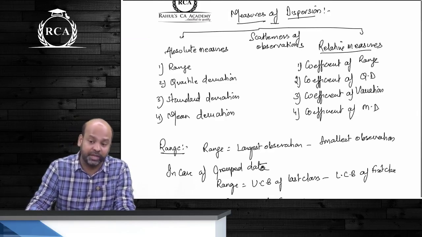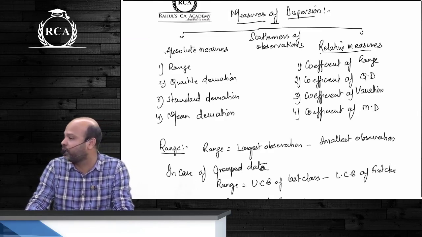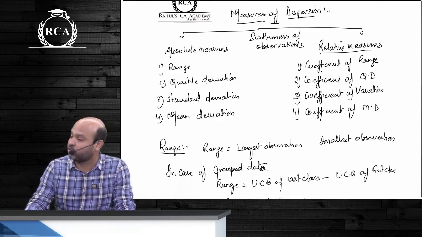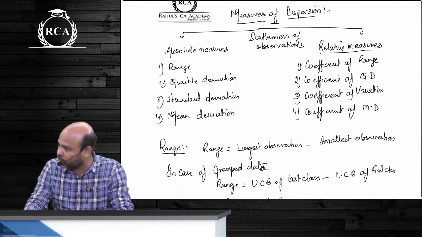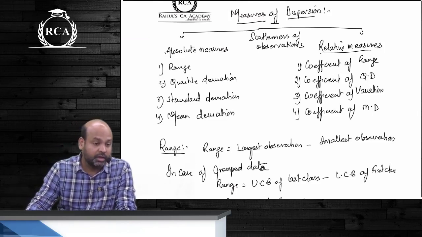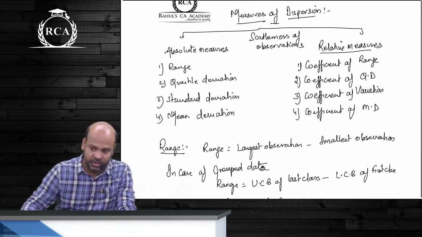But what if the average price of security A is 5 rupees, average price of security B is 10,000 rupees? A 5 rupees fluctuation on 5 rupees would be way too high, guys. A 5 rupees fluctuation on 10,000 is nothing. Are we clear? This is why we need relative measures of dispersion.